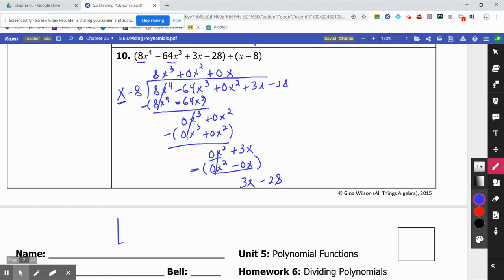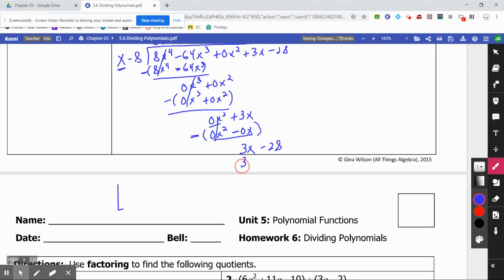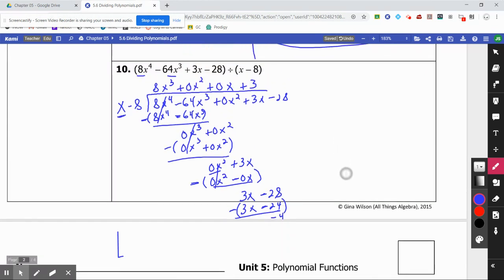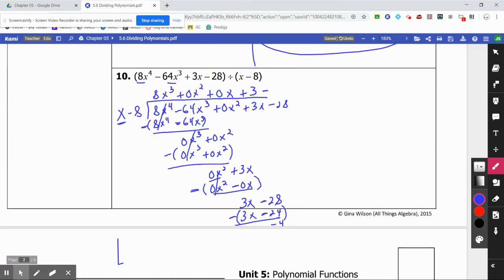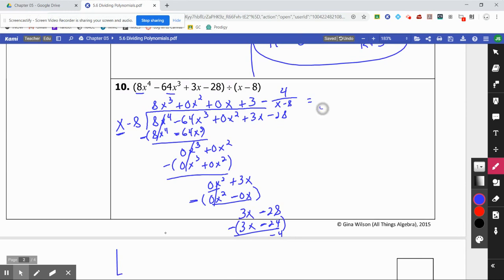And finally, x goes into 3x 3 times. 3 times x minus 8 is 3x minus 24. And when you subtract those, negative 28 minus negative 24 will be plus, leaves you with a negative 4. So your remainder will be negative 4 over what you're dividing by. Now we can clean this up a little bit because we can take those zeros out. So your answer is 8x to the third plus 3 minus 4 over x minus 8.